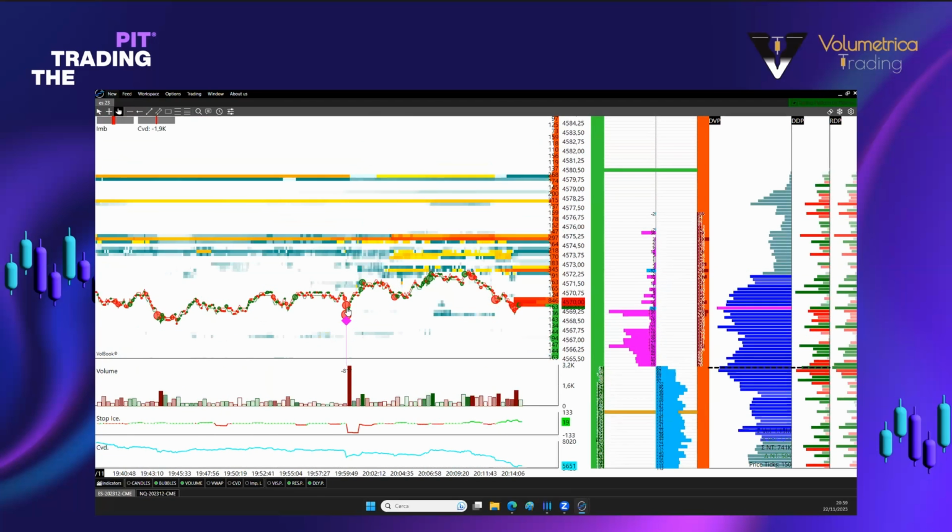Look at that. 817 lots hitting the bid all together, producing this quick move to the downside.